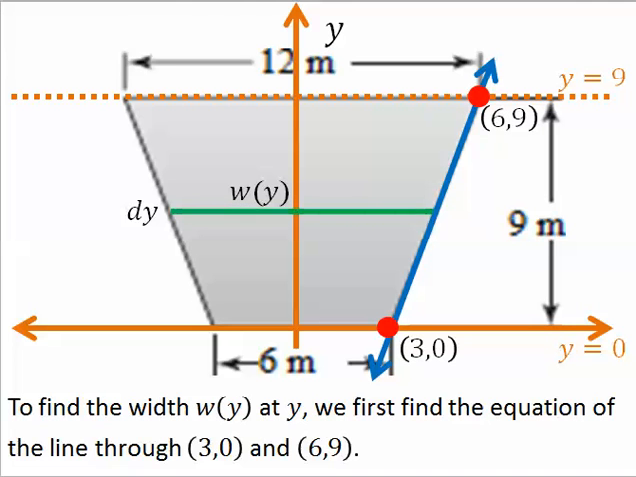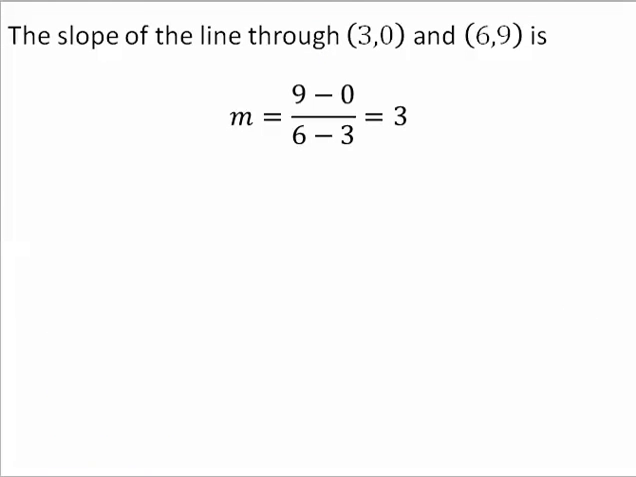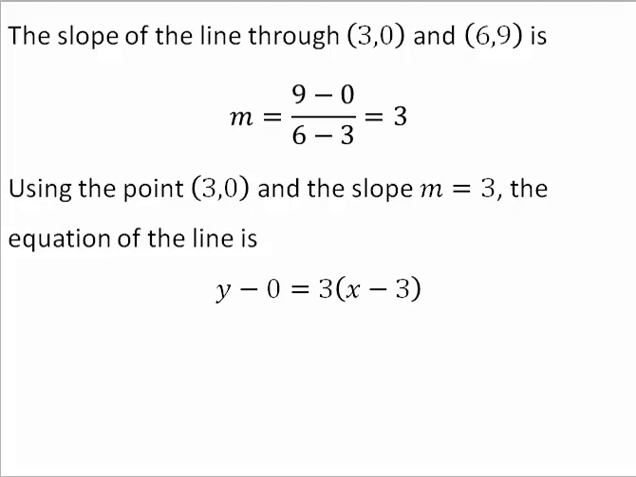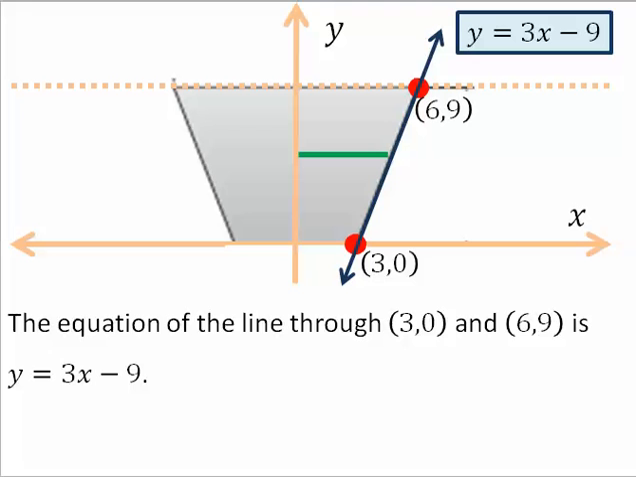To find the width at y, we're going to first find the equation of the line through the points (3, 0) and (6, 9). So the line that goes from one corner to the other. The slope of the line is 3, and then we use the point-slope form of the equation of the line to find the equation of the line, and then we just clean it up to get y equals 3x minus 9, which describes the blue line that goes between (3, 0) and (6, 9).